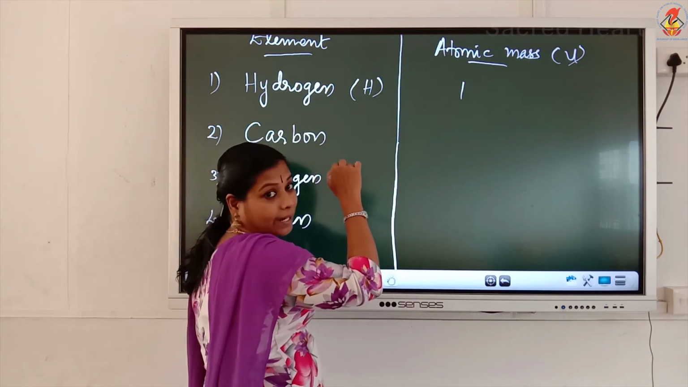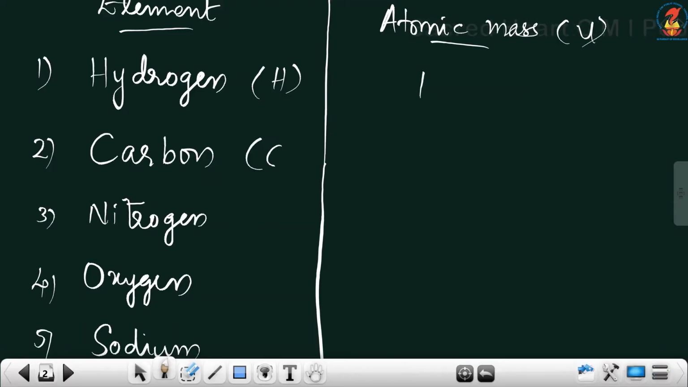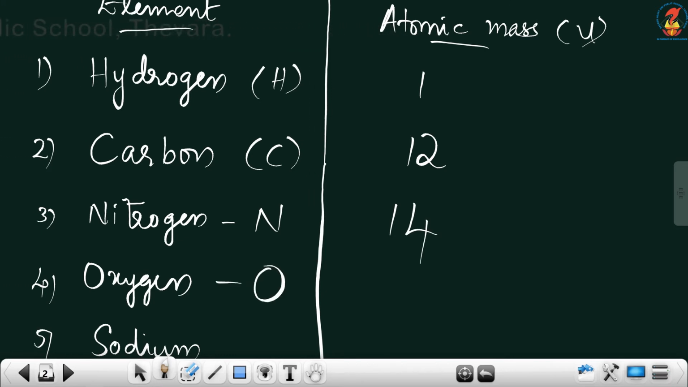And carbon, yes, it is C. Carbon is C. So, atomic mass of carbon is taken as 12 U. Then nitrogen, symbol is N. Atomic mass of nitrogen is taken as 14. Then oxygen, symbol is O and its atomic mass is 16 U.